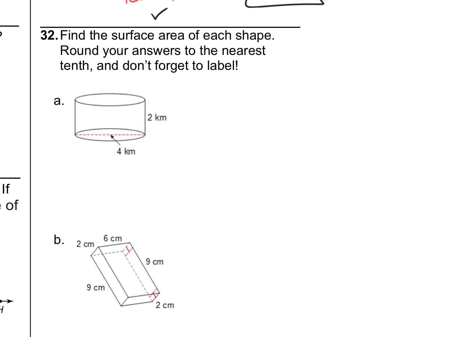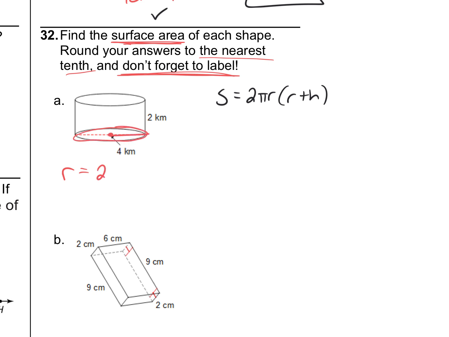Next one, 32, we are talking about surface area. I will talk about the formulas at the end here in a second. So, finding surface area, round your answers to the nearest tenth, and don't forget what? Label. I got that as a reminder for you. So, in general, what is that shape on A? It is a cylinder, so you're going to look on your note card, 2 pi r plus h. What is the radius? Remember, look for that circle if you need to. Don't forget to cut it in half. Radius is 2, height is 2. Then we just plug it in.